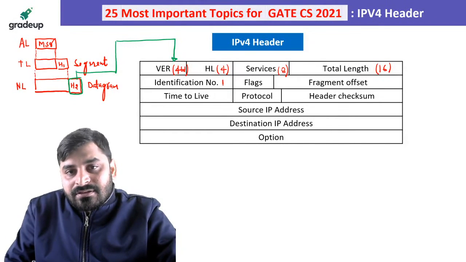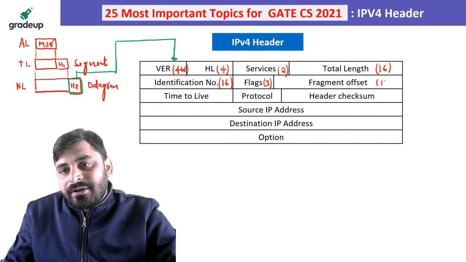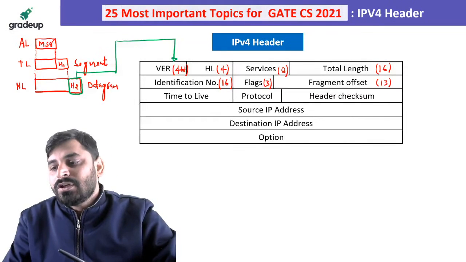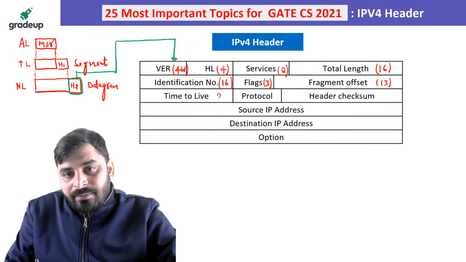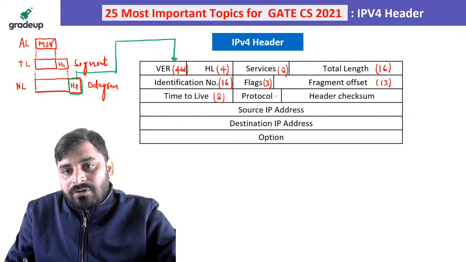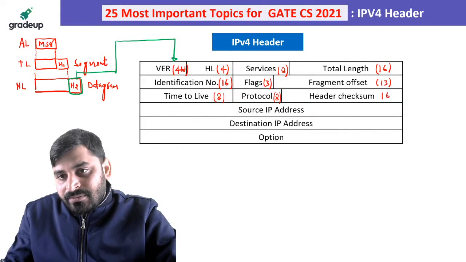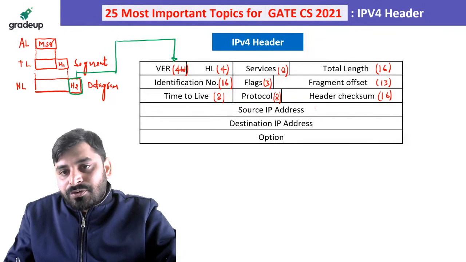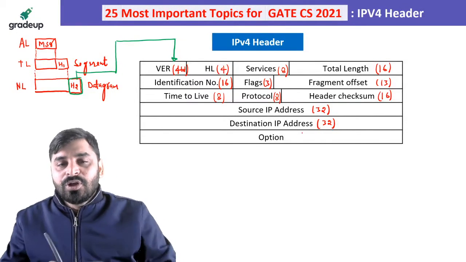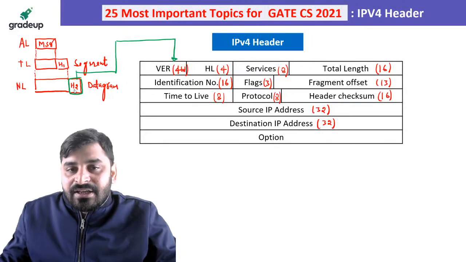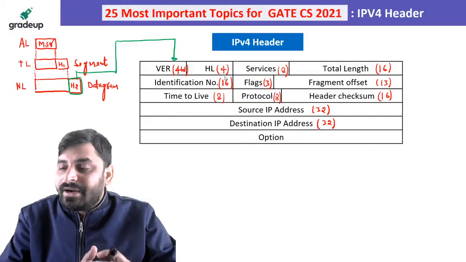Identification number is 16 bit, guys. These flags are 3 bit, and this fragment offset is 13 bit. Now this TTL is 8 bit, guys. This protocol field is 8 bit, and this header checksum is 16 bit. Now this source IP is 32 bit, and this destination IP is also 32 bit. So these are the fields available in the IPv4 header.